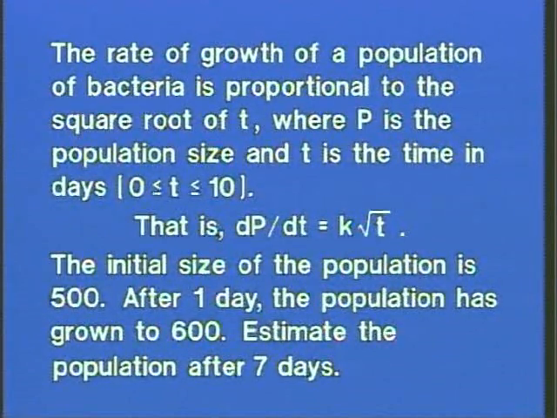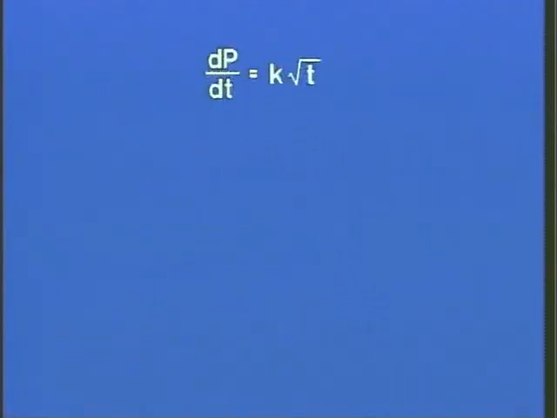It says the initial size of the population is 500, and after 1 day the population has grown to 600. Estimate the population after 7 days. Well, we start out with our relationship here. dp over dt is equal to k times the square root of t. And we understand that because of the nature of the way we're setting this up, this is a derivative idea, this is really a p prime expression.